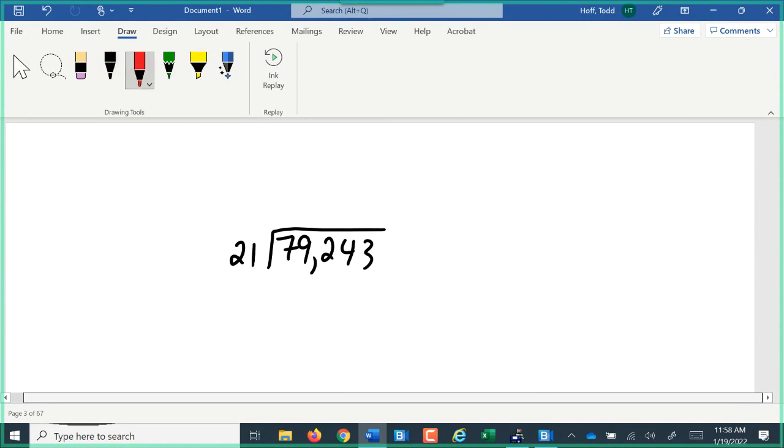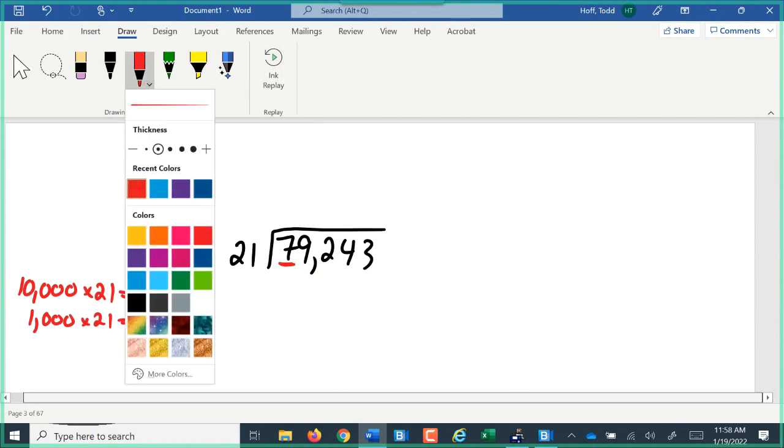How do I know how big? I'm definitely not going to start subtracting 21 from 79,000. How do I know how big of a bundle to start subtracting? Well, I look at the number I'm dividing, and I look at the place value of that first digit. That 7 is in the 10,000s place. We'll start with that. 10,000 times 21 is 210,000. Can I subtract that from what's there? No, that's too big. So I go to the next place value. 1,000 times 21, 21,000.